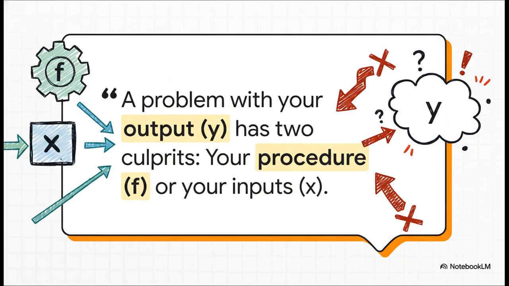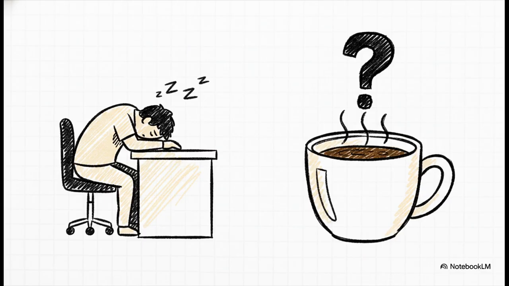And this is the most powerful part of the whole thing. If your output, your Y, is not what you want it to be, there are only two places the problem can be hiding. It's either in your procedure, the F, or it's in your inputs, the X. That's it. This simple idea just completely eliminates all the guesswork and immediately focuses your investigation where it needs to be.